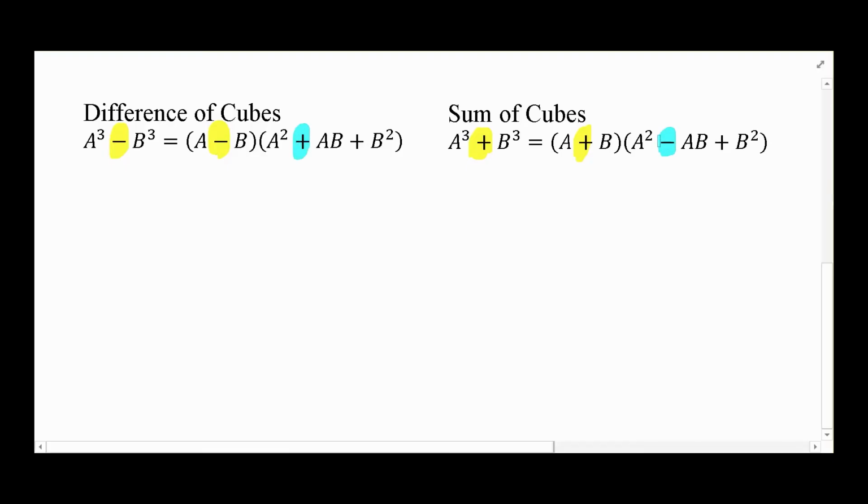In both cases, the next sign that we see is opposite. I want you to notice that the second sign, the one by the ab, is opposite of whatever we had to begin with. So when we had a minus b, the next sign is plus. When we had a plus b, the next sign is minus. And lastly, the b squared is always positive. You can remember this by saying squaring something always results in a positive. This can hopefully help you memorize the formulas, because again, you should have these formulas memorized.